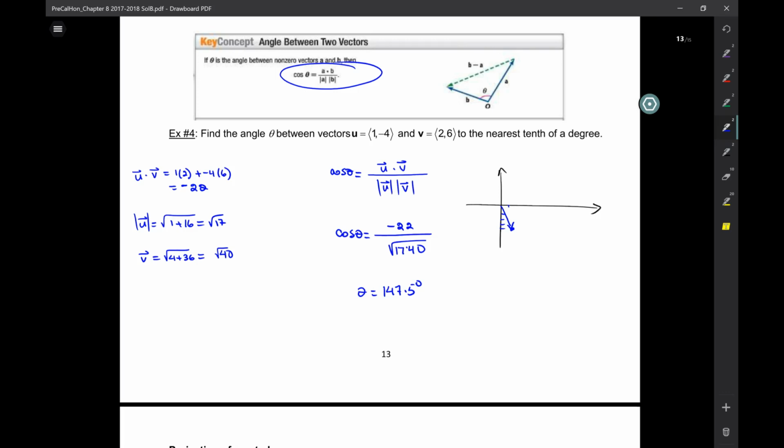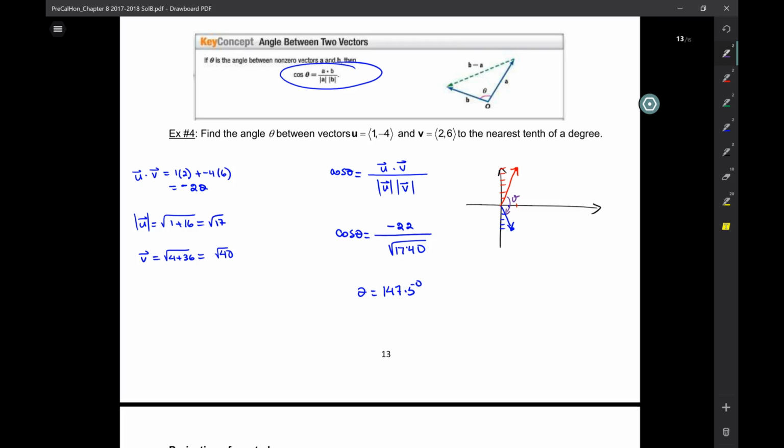And what's vector v? It's 2 comma 6. Right there. Is it reasonable that the angle between them is 147.5? That's pretty reasonable. Okay, that's an easy way to check your answer.